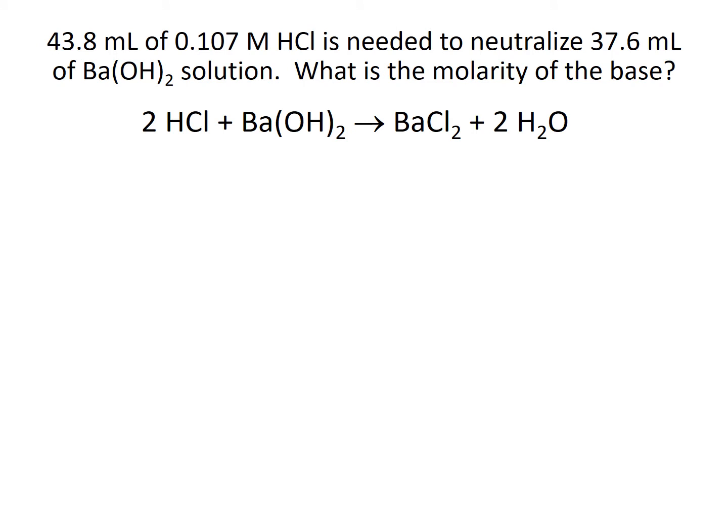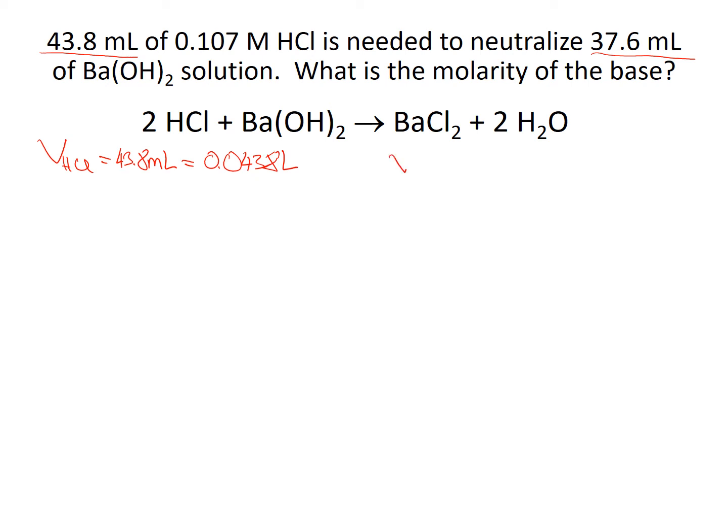This problem is another example of a titration because we are provided with the volume of two solutions. So if we're combining two solutions, that automatically makes it a titration reaction. So let's extract the information first. The volume of hydrochloric acid is 43.8 milliliters. And in step 1, let's automatically convert it to liters.